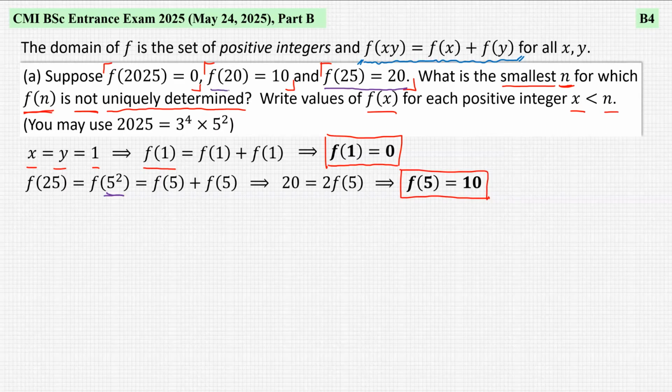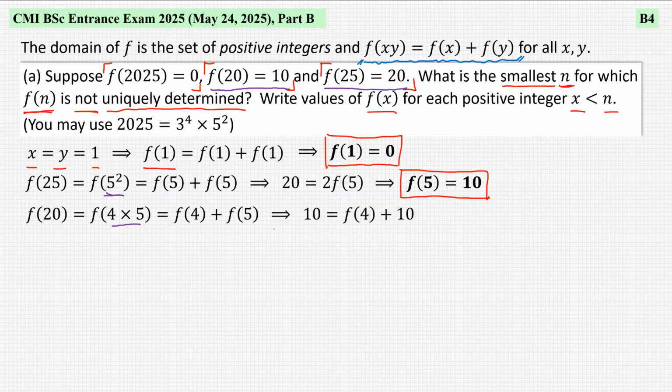Next, let's use the given value of f(20). Since 20 equals 4 times 5, f(20) splits into f(4) plus f(5). So using the given values, 10 equals f(4) plus 10, giving f(4) equals 0.